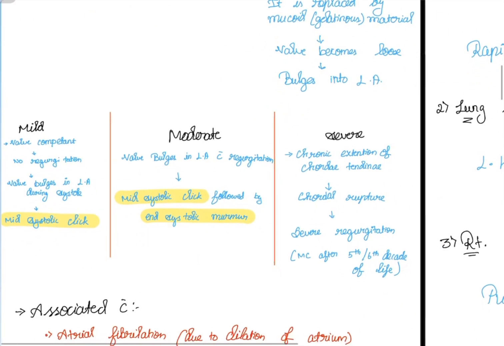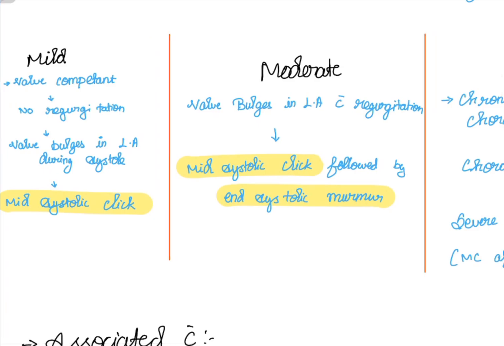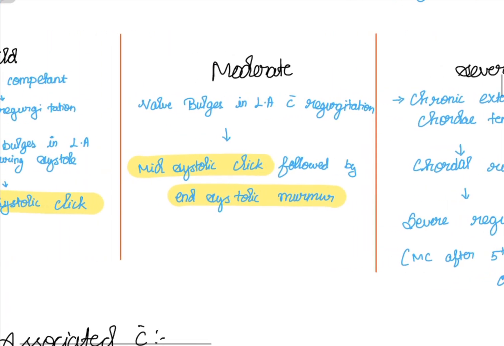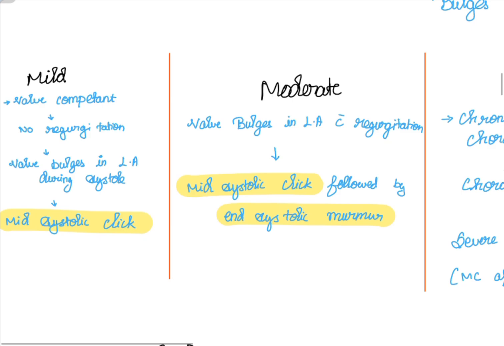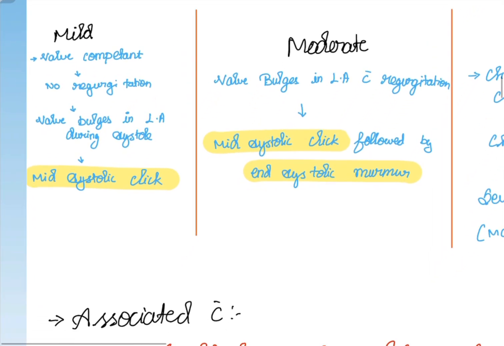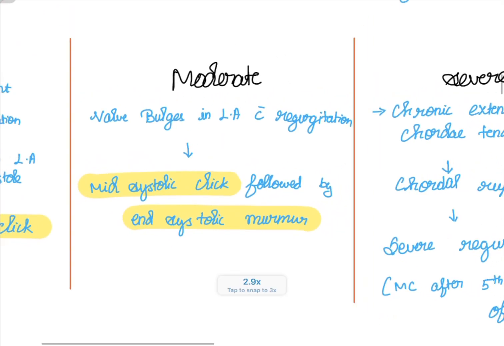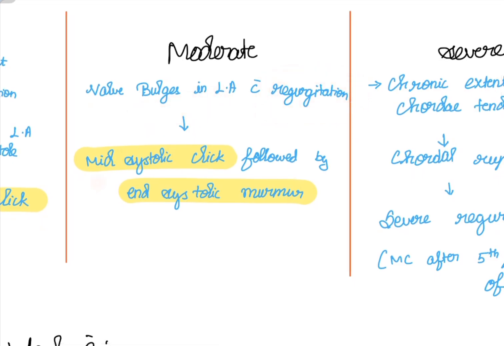This mitral prolapse is divided into three conditions: mild, moderate, and severe. In mild mitral prolapse, the valve is competent, so there is no regurgitation. Only the valve bulges into the left atrium during systole. This results in a mid-systolic click. But in the moderate condition, the valve bulges into the left atrium and, along with that, there is regurgitation, which results in a mid-systolic click followed by an end-systolic murmur.